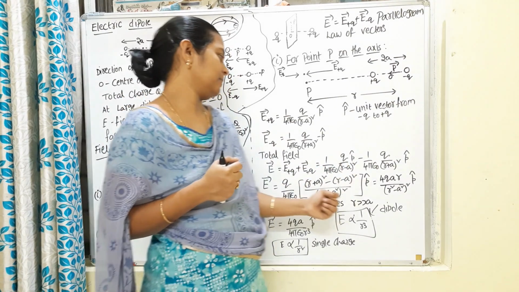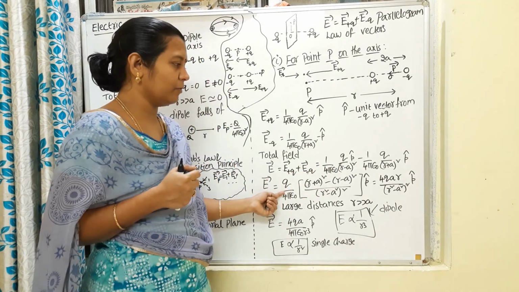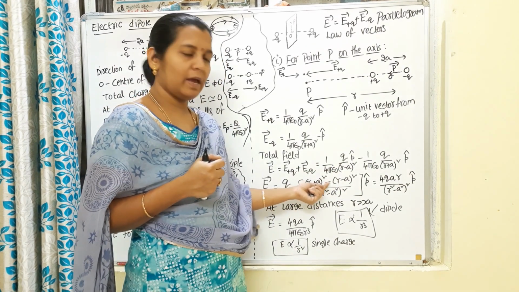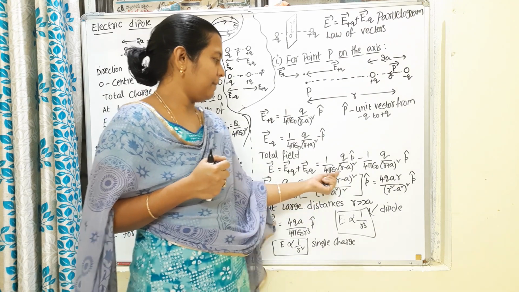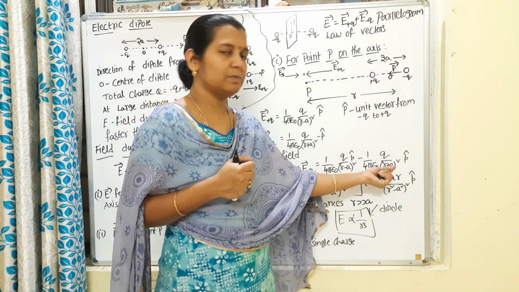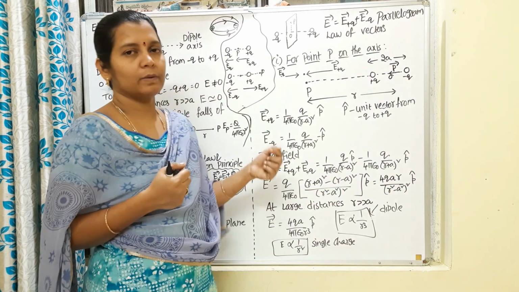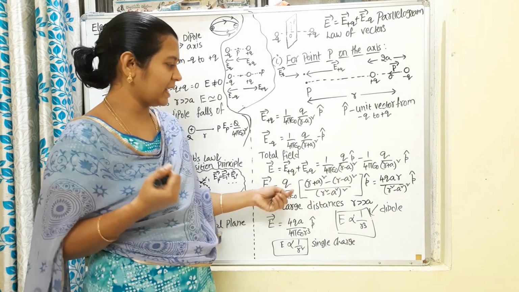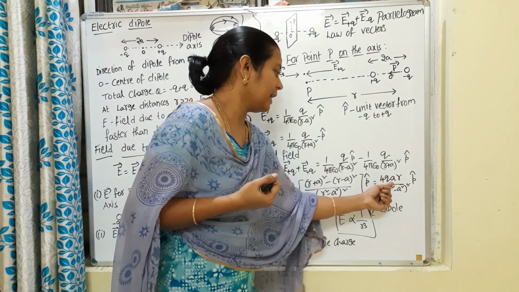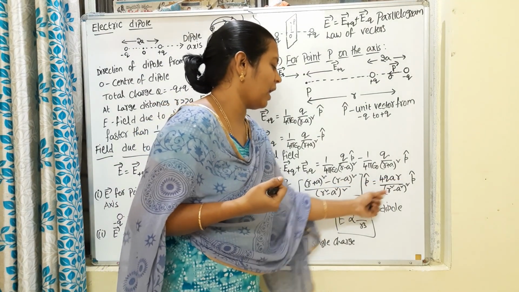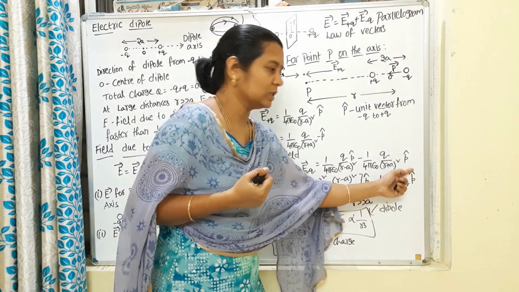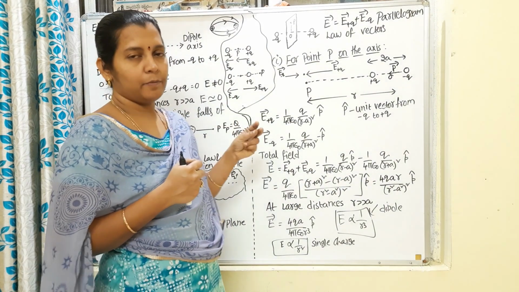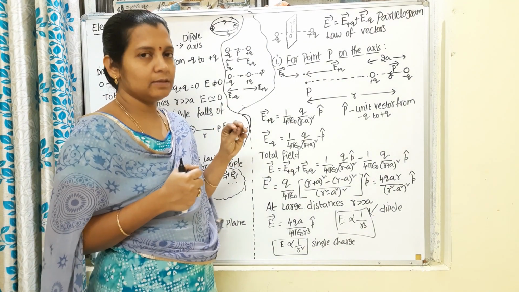So, by adding this, and the common things we kept outside, q by 4 pi epsilon naught, p cap is a common thing, and taking the LCM, r plus a whole square minus r minus a whole square by r plus a into r minus a whole square, that is r square minus a square whole square. And this is also a plus b whole square minus a minus b whole square, nothing but 4ab. So, 4ra into q. So, altogether 4qar by r square minus a square whole square into p cap. So, this is the electric field due to a dipole for a point P on the axis of a dipole.